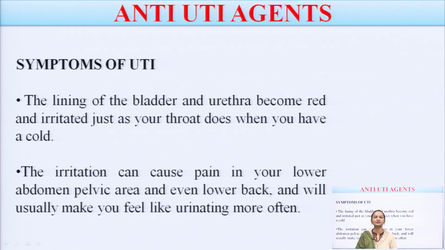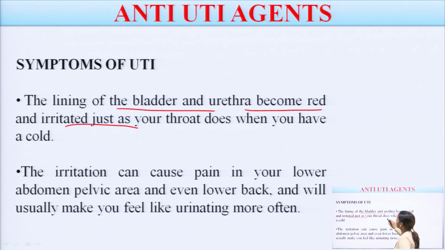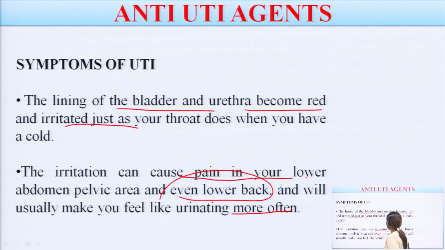The symptoms of urinary tract infection: I have told you that it proceeds from the urethra to the urinary bladder and then through the ureters to the kidney. The lining of the bladder and urethra becomes red, and irritation can occur, as your throat does when you have a cold, right. Irritation can be a symptom. The irritation can also cause pain in your lower abdomen, pelvic area. This is a very common symptom which a woman faces in her whole life. Many times women complain that we have lower abdominal pain. So, the cause can be a UTI, and it can even move towards the lower back and will usually make you feel like urinating more often.